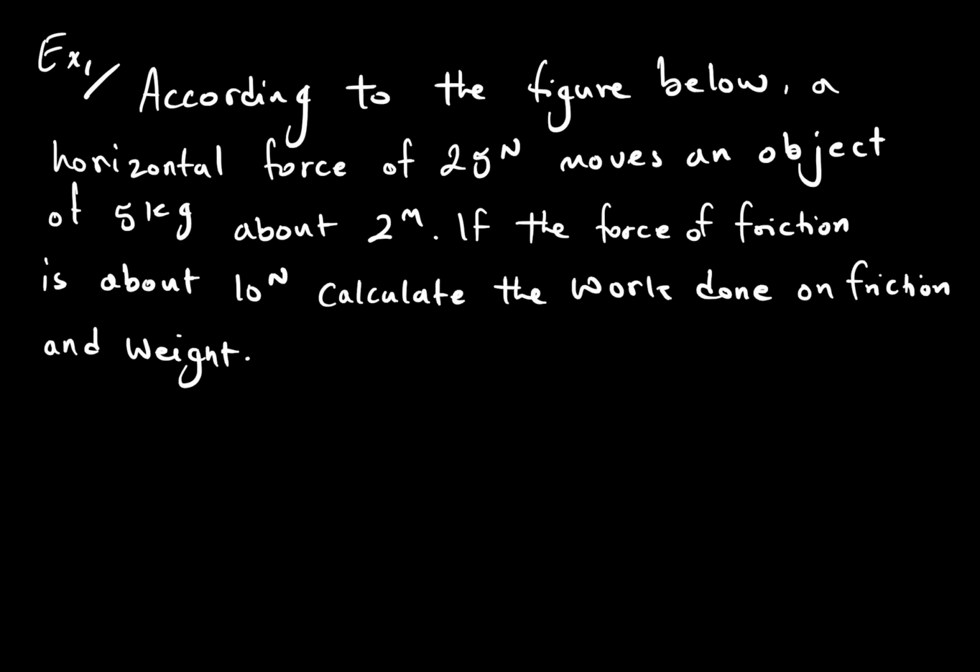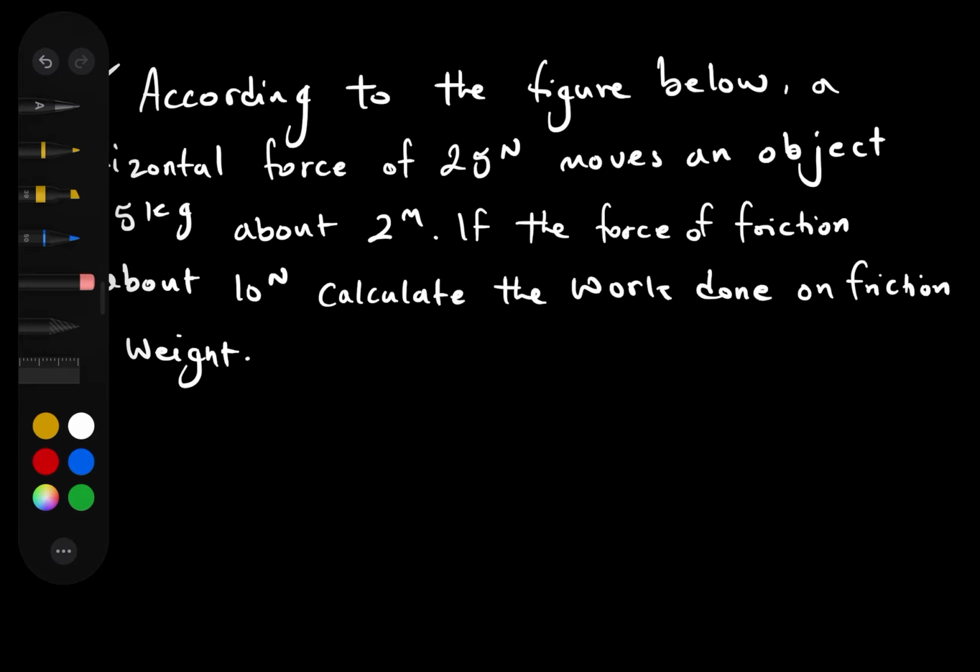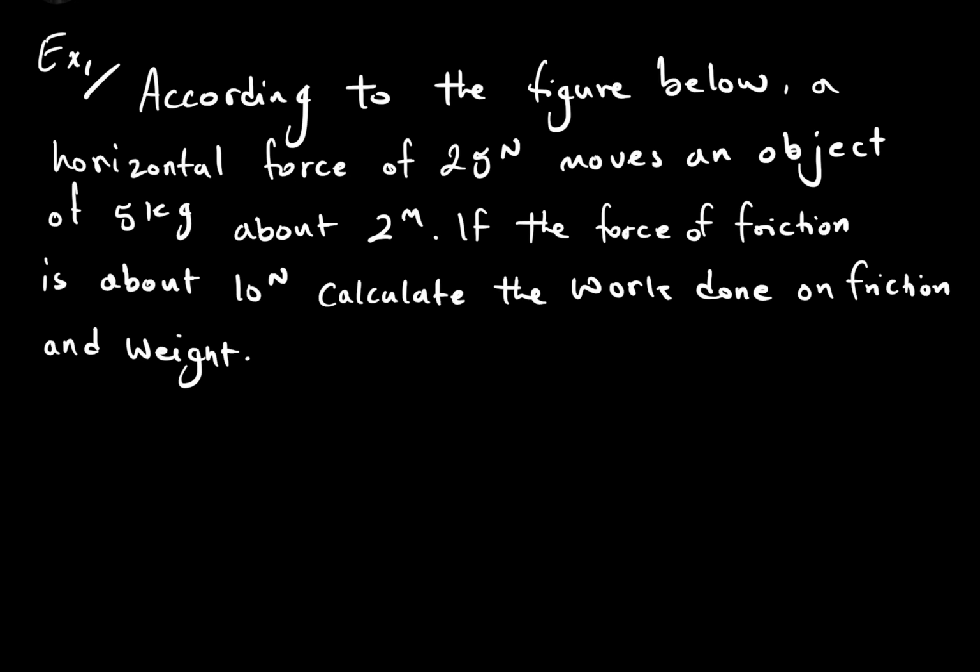In example 1, we have a dynamic mixed with work problem. It says, according to the figure below, a horizontal force of 25 newtons moves an object of... Now, of course, we don't have any figure yet, so we have to draw that ourselves, although it says according to the figure below. So let me draw that for you guys.